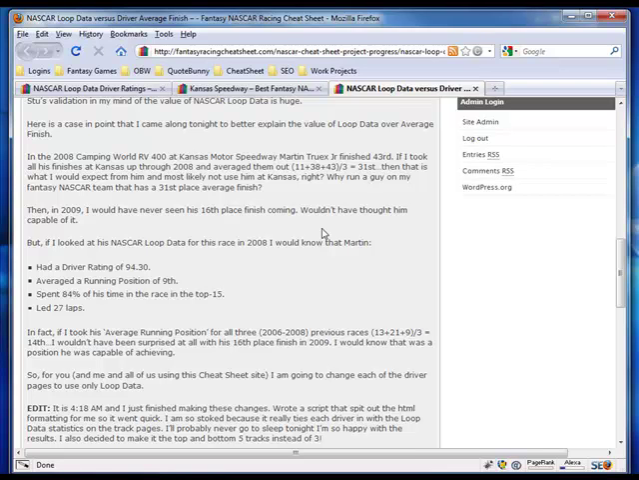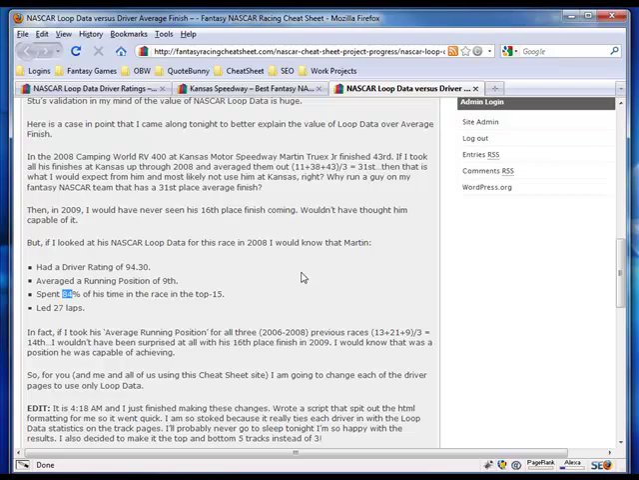If I would have looked at the loop data more closely, and looked at what happened in the race where he finished 43rd, I would have actually seen that at that race in 2008, Martin had a driver rating of 94.30, which is a decent rating. How can a guy that finishes 43rd have a 94.30 rating? He should have like a 38 rating or something. So I went on to look, and in that race he ran in the 9th position on average. I mean, he was right up there in the top 10 for the majority of the race. In fact, 84% of the race he spent in the top 15. He even led 27 laps.